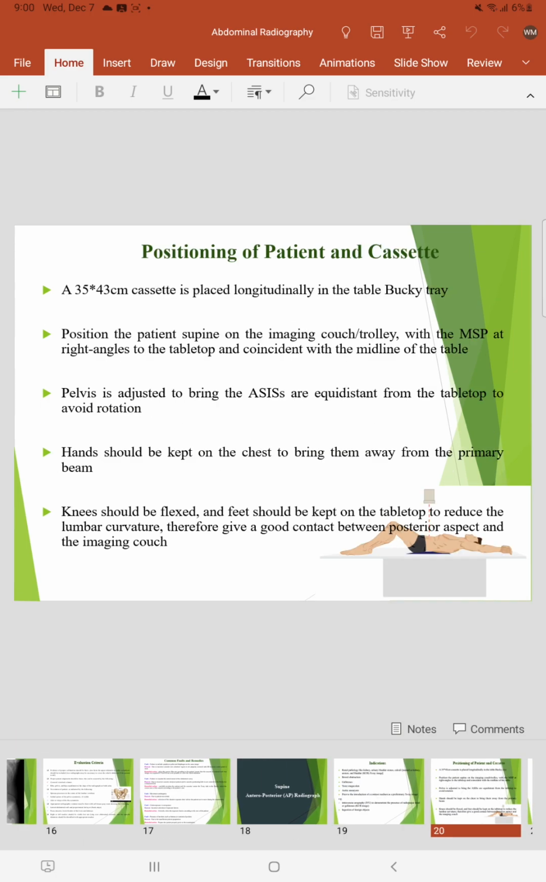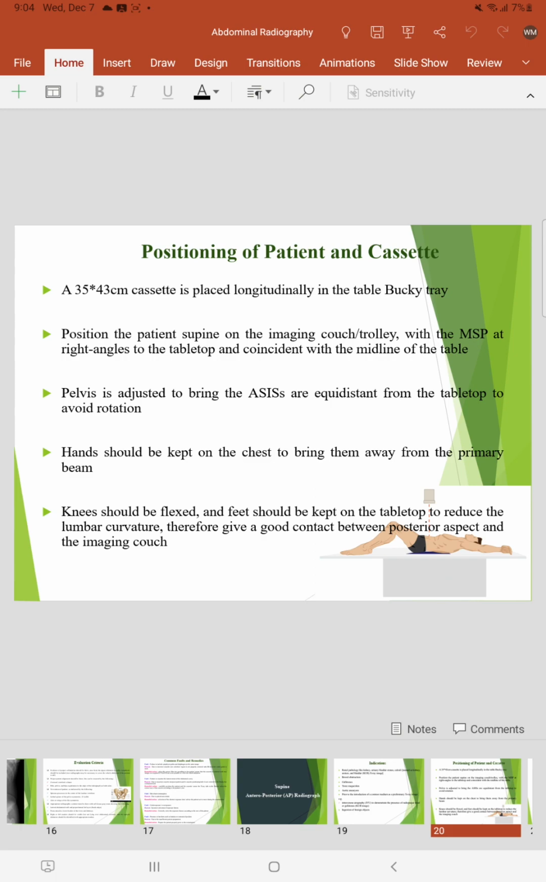Positioning of the patient and cassette. A 35-43 cm cassette is placed longitudinally in the table bucky tray. Position the patient supine on the imaging couch or trolley with the MSP at right angles to the tabletop and coincident with the midline of the table.